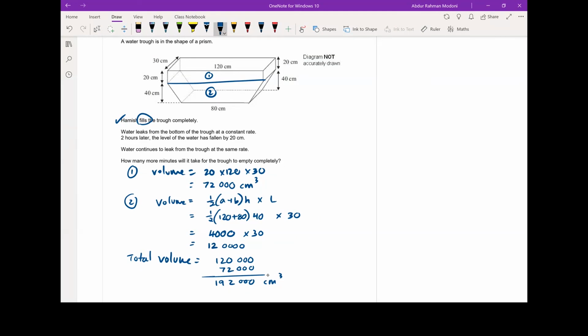Water leaks from the bottom of the trough at a constant rate, and 2 hours later the water level has fallen by 20 centimeters. So constant rate means we need to set up something. When something leaks, volume leaks, we need to set up volume, how much has emptied in a given time. Now on that third line, they mentioned 2 hours is how long it takes to drop by 20 centimeters. But remember that 20 centimeters is not a volume. We need to work out volume for 20 centimeters, for the first 20 centimeters. So how much empties in that?